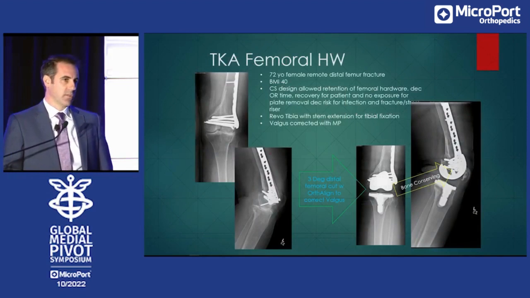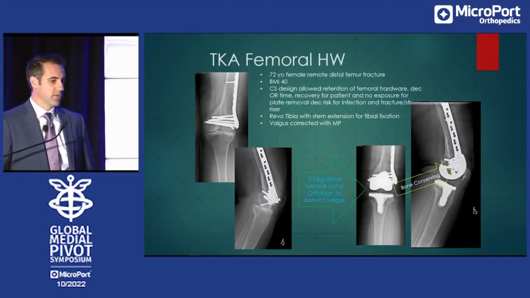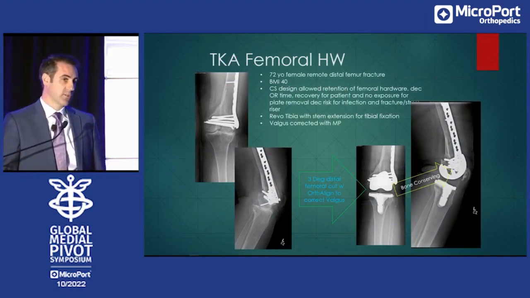So this one's kind of putting a few things together. This is a 72-year-old lady. She has a remote distal femur fracture, does not have great bone quality as we can see. And so the last thing that I would want to do for her, preferentially, would be take all that hardware out and leave a bunch of holes in her femur.